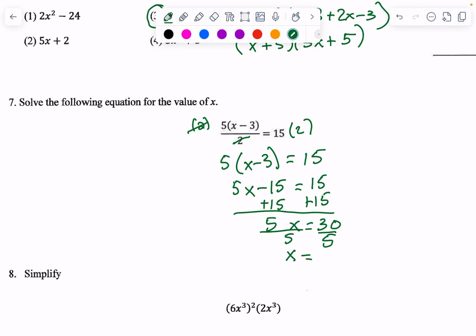5x minus 15, we add 5. X is equal to 6. Yeah, okay, that becomes 3. Oh, there's where my mistake is. So this was supposed to be 30. This was supposed to be 30.